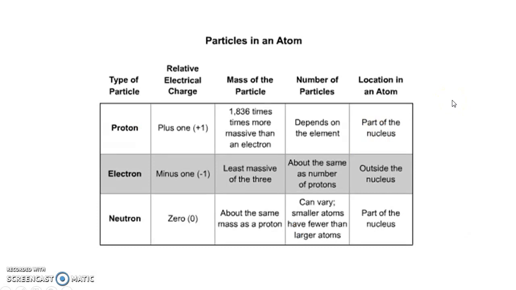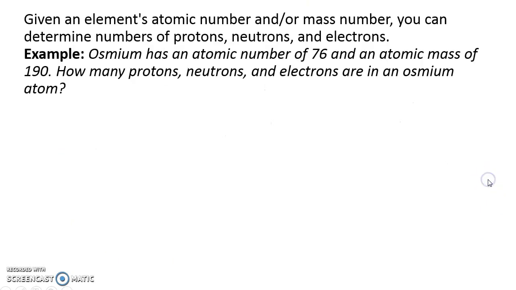If you guys want to pause right here and review, this chart pretty much sums up everything I just talked about. And now I'm going to do 3 example problems for you guys. Given an element's atomic number and or mass number, you can determine the number of protons, neutrons, and electrons.